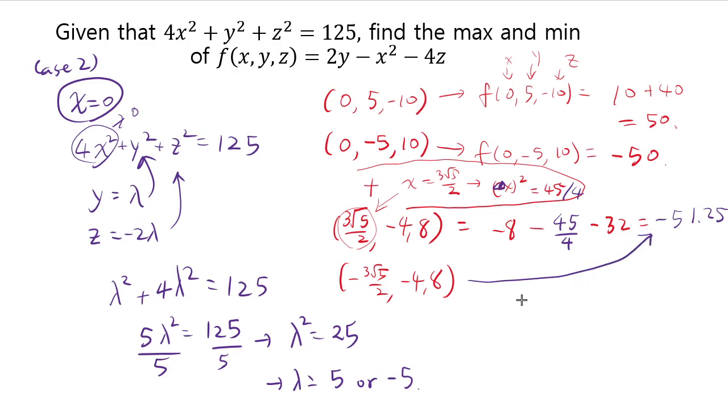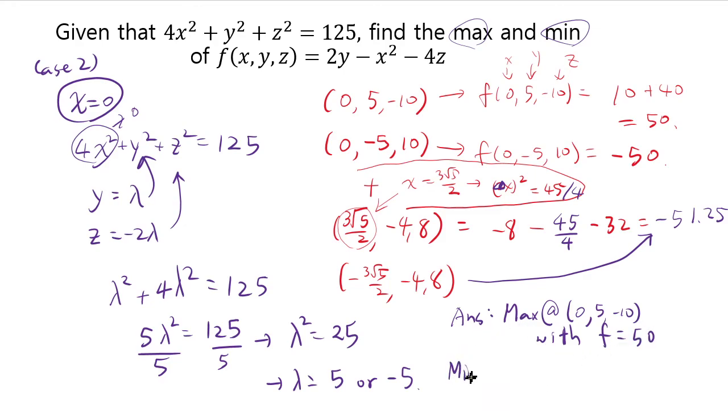So, it's asking for the max and min, and therefore we're ready to get the answer. When does this f attain maximum? It's one of these candidates, right? And because 50 is the highest among these candidates, it must be this one. So the max would be at 0, 5, negative 10, with f being positive 50.